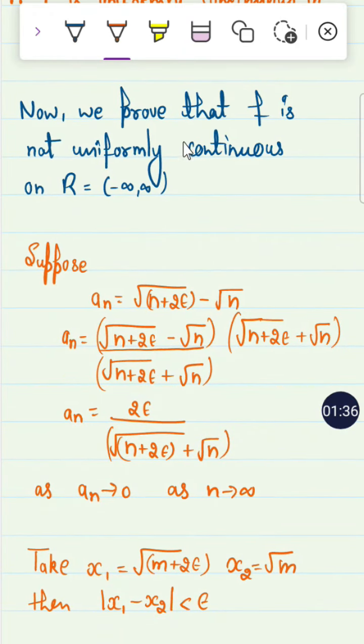Now suppose we have to prove that f is not uniformly continuous on R, where R is equal to minus infinity to infinity. Let us take a_n = √(n + 2ε) - √n. After rationalizing in this form, it is over √(n + 2ε) + √n. After taking the conjugate, this gives 2ε upon √(n + 2ε) + √n. Taking n tending to infinity, this gives a_n converging to 0.